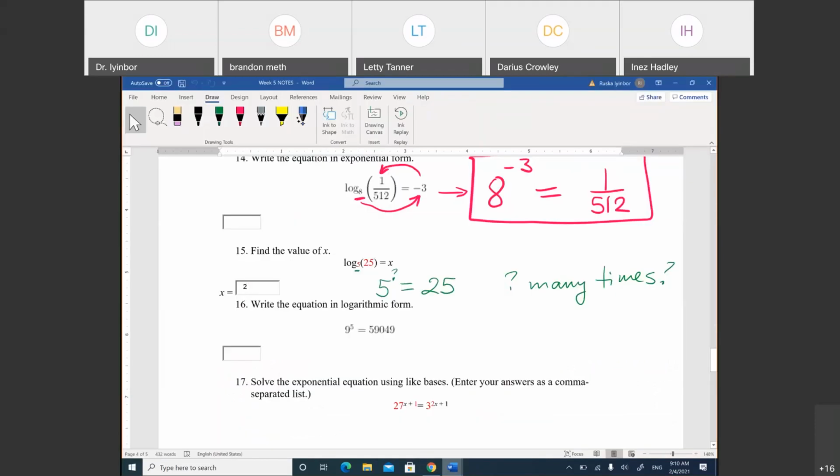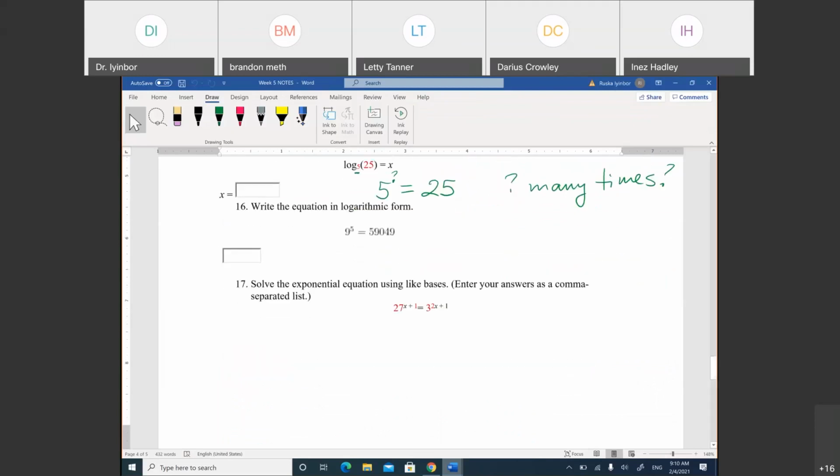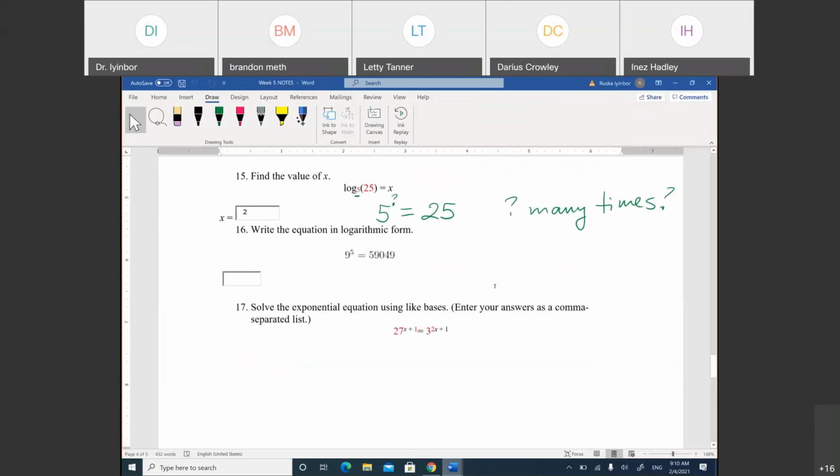Okay? Then number 16, here we have to switch exponent to logarithm. So here we're going to do the circle again. What is given? We have given the base, and you're going to switch it to logarithm. So you're going to write logarithm first. Then what is the base? What number is the base? 9. 9 is the base. 5 is the exponent.